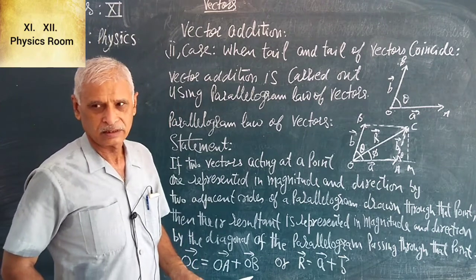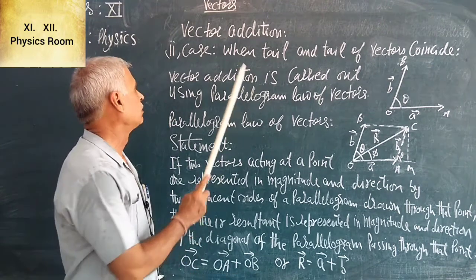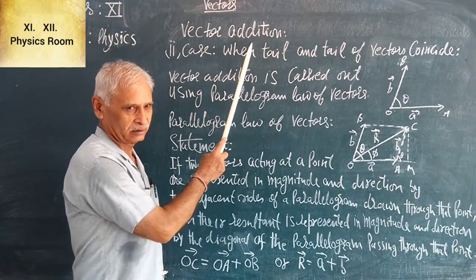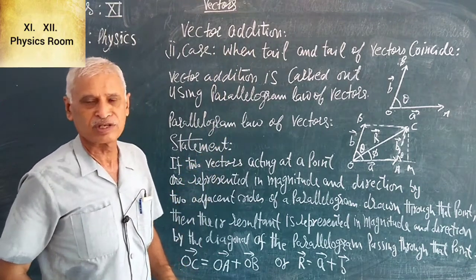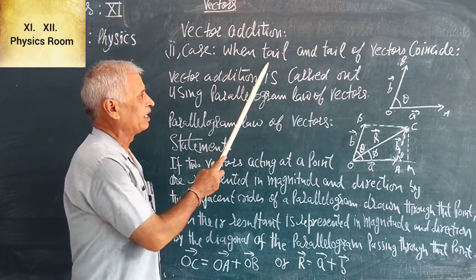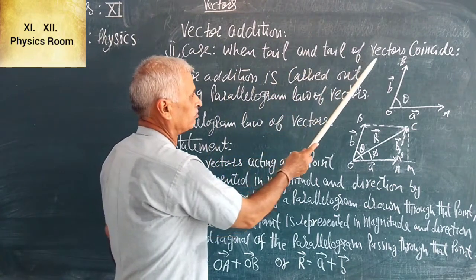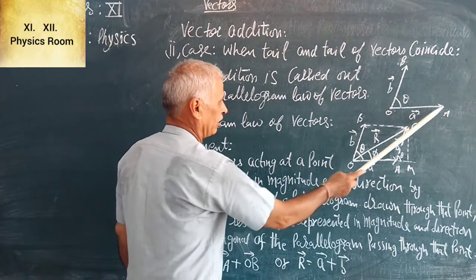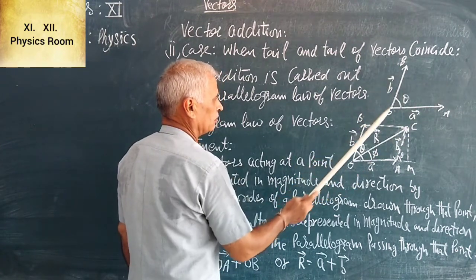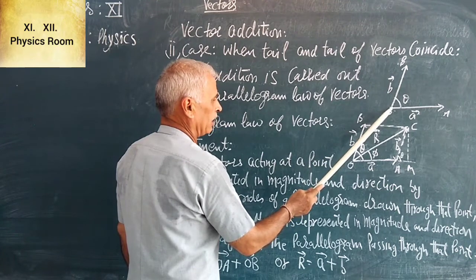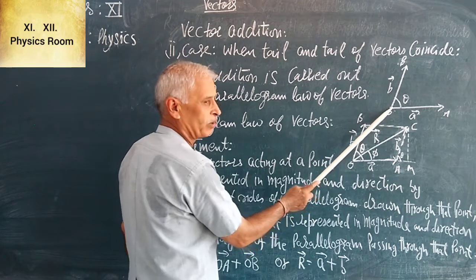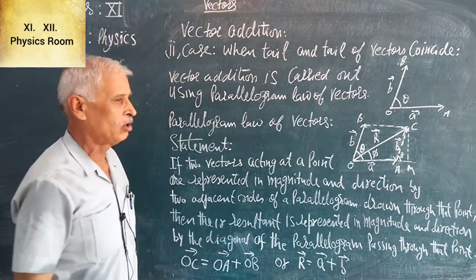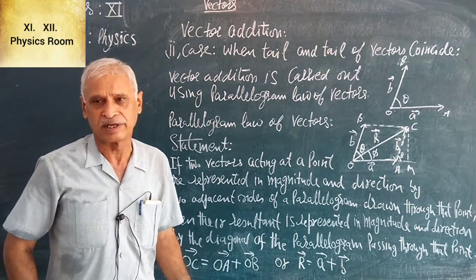Today we take up the second case of vector addition. What is the second case of vector addition? When the tail and tail of the vectors coincide: the vector OA and vector OB, tail and tail coinciding at point O. In this case, how is vector addition carried out?